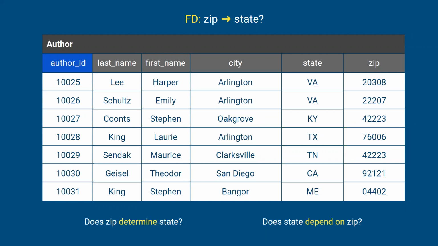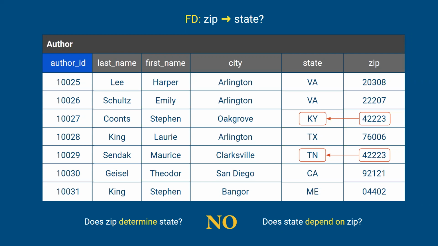Zip determines state? Yes? Turns out Clarksville and Oak Grove are two small towns right on the border. Really? And the reason is because it's a post office. Are we going to have two different post offices here because they're in two different states? Those are two small towns on the border, and one post office is enough for both of them. So zip doesn't determine state.